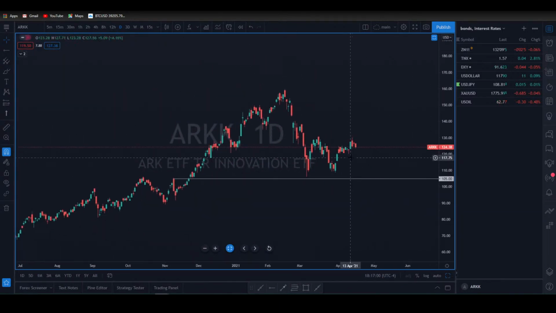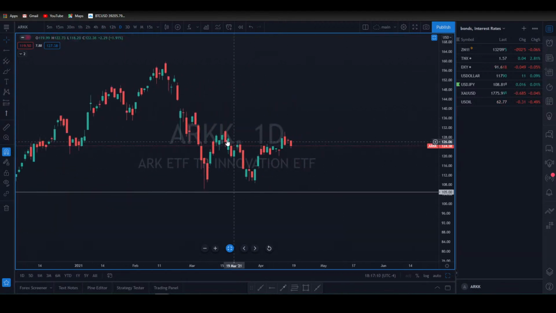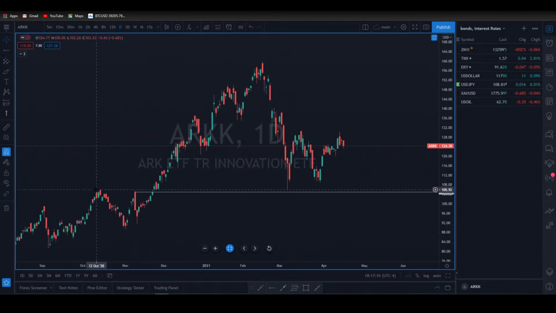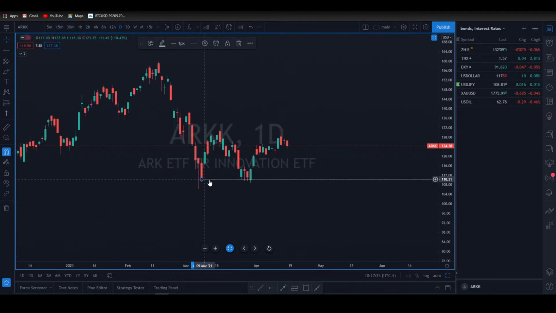It's only normal that ARK suffered during that tech sell-off that we had not too long ago. It's a growth tech stock, and it's trading basically sideways. You've got a double bottom here. I'm not a pattern trader, it's important that you guys understand that. I just said it's a double bottom because it is, but I wouldn't base trades upon that.